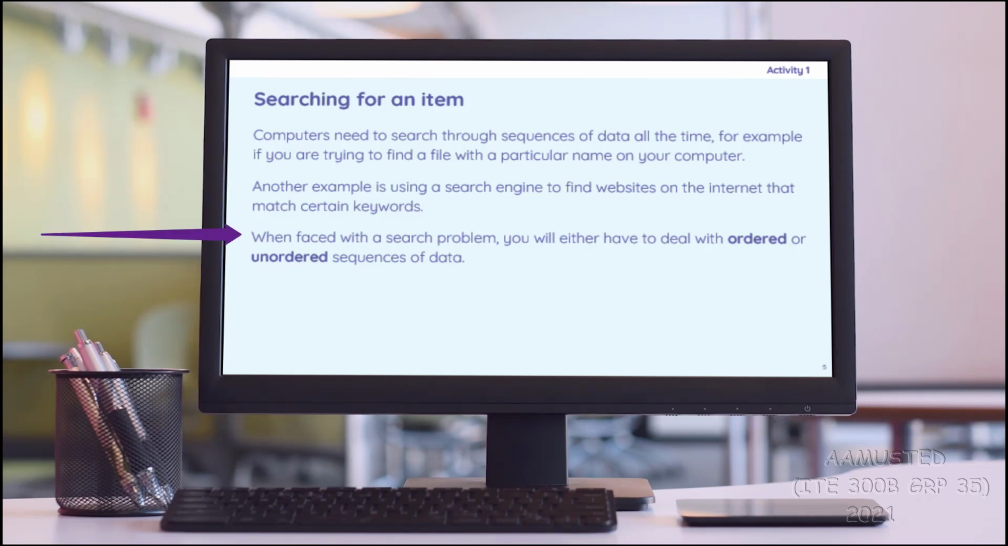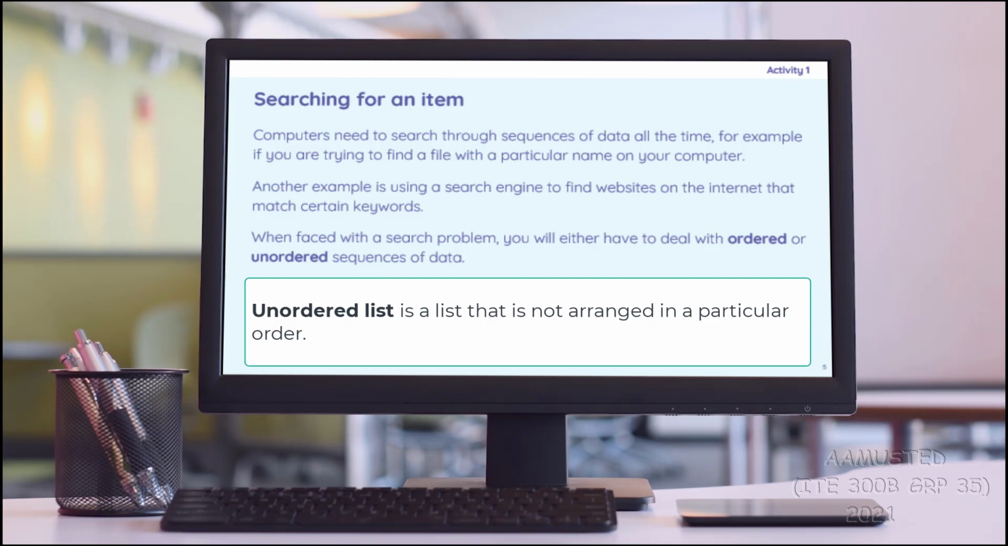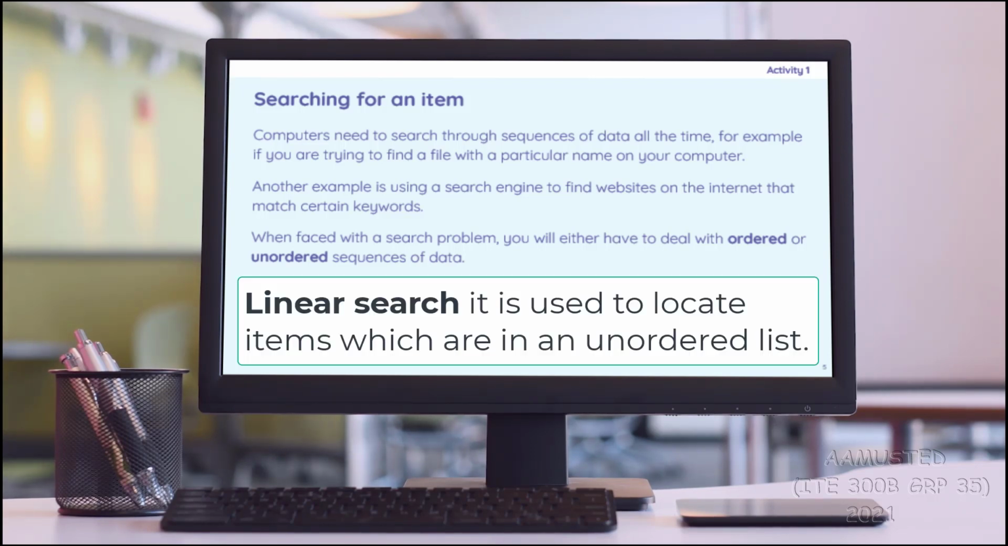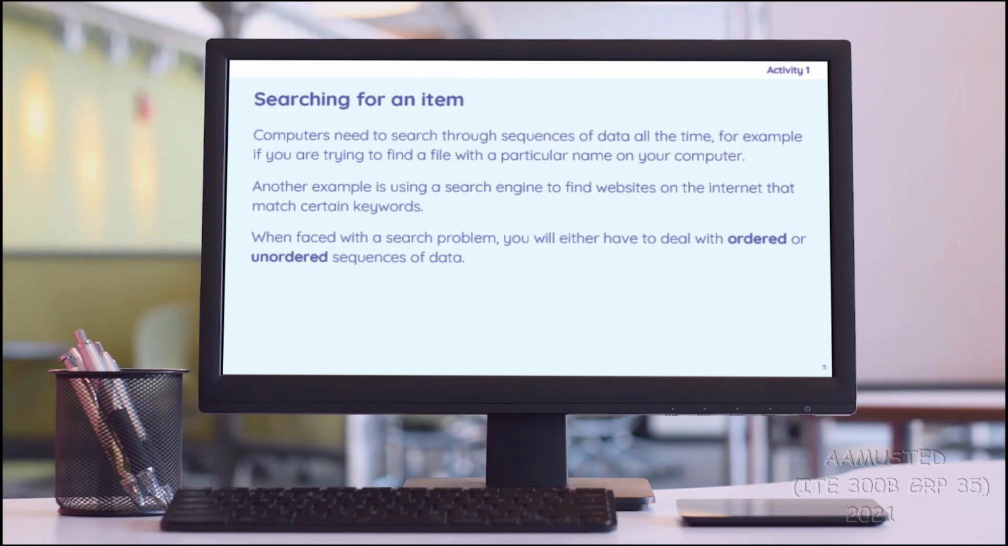When faced with a search algorithm, you either have to deal with an ordered or unordered sequence of data. As I said earlier, an unordered list is a list that is not arranged in a particular order, and an ordered list is the opposite, which simply means it is arranged in a particular order. So in this case, linear search is used to locate items in an unordered list, because in an unordered list we don't know the particular location of any of the items, because they are arranged in a mixed order.